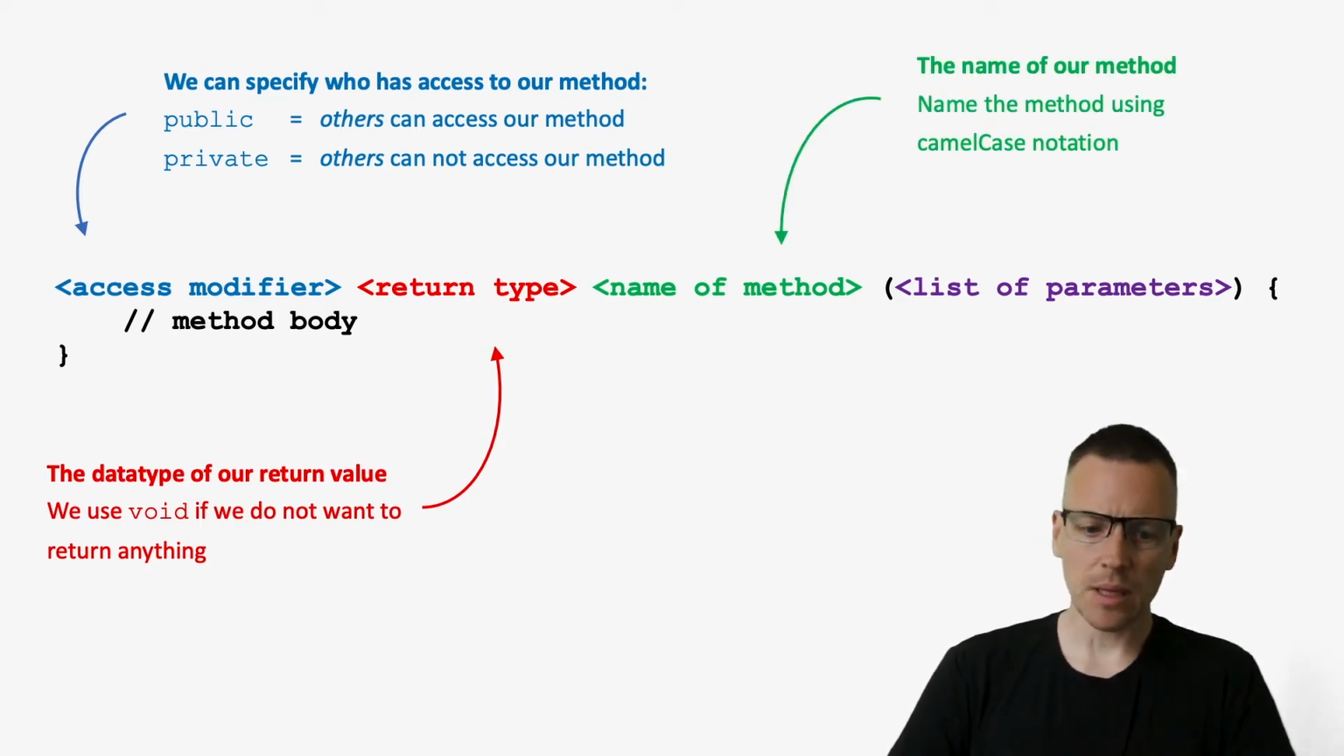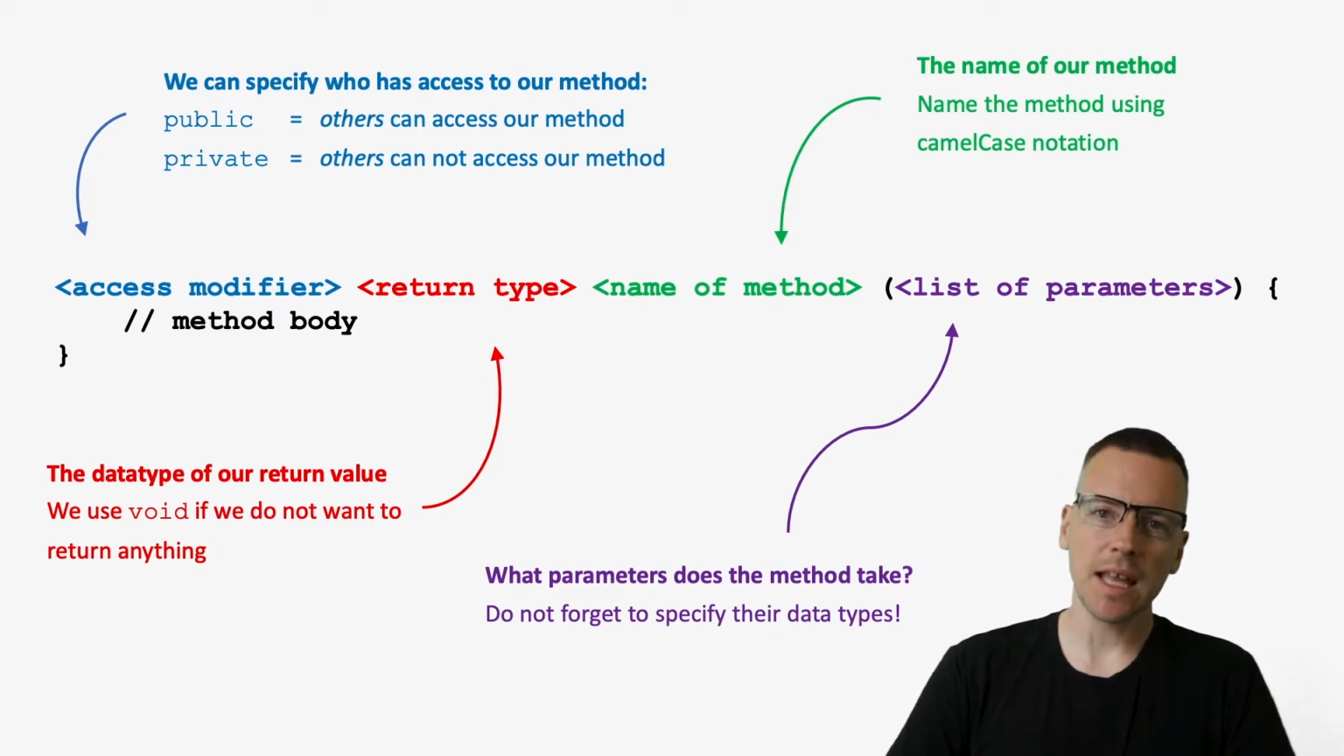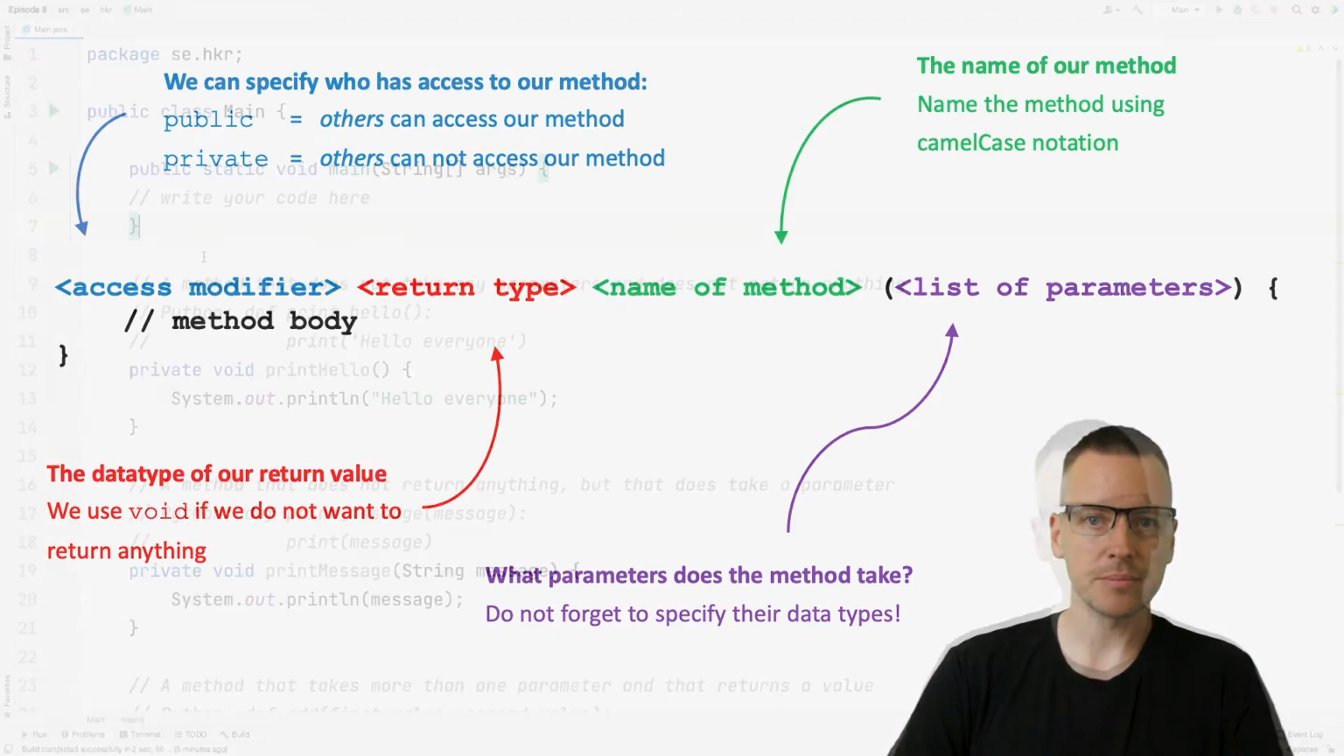The name is something we decide. It should be something that describes what the method does, and it shall use the camel case notation, just as variables do in Java. And just as in Python, we can have parameters when we have a method. But just remember to specify the data type of each parameter.